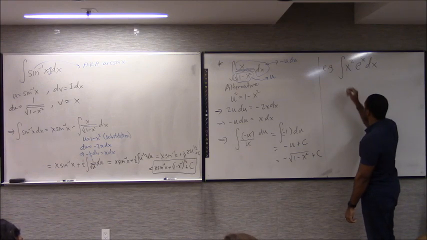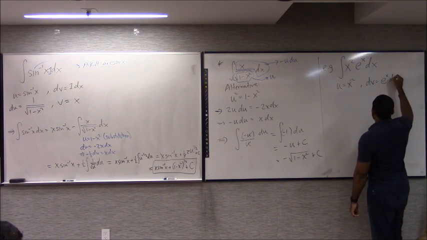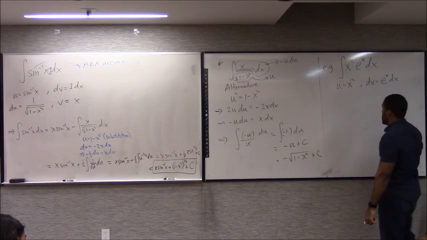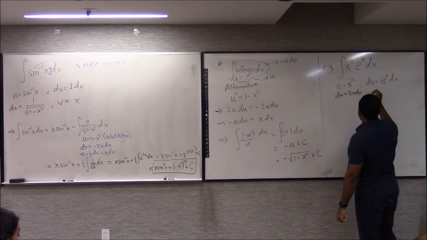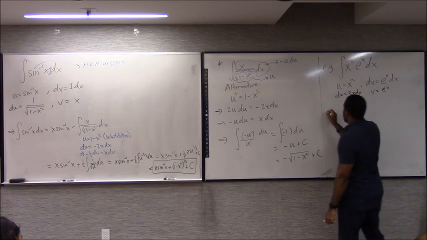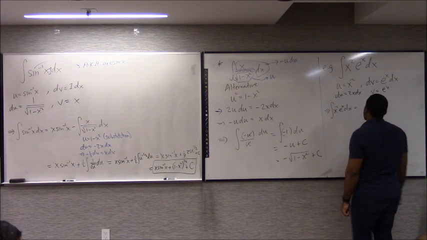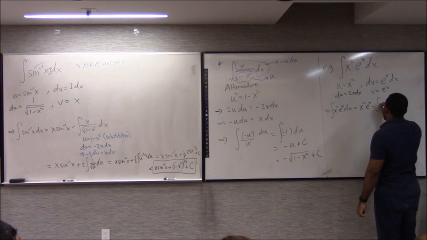So your u would be x squared, because that's an A and this is an E, and A is higher in the list than the E. And so your du is going to be 2x dx, your v is going to be e to the x. So you're going to get x squared e to the x dx equals u times v minus the integral of v du.